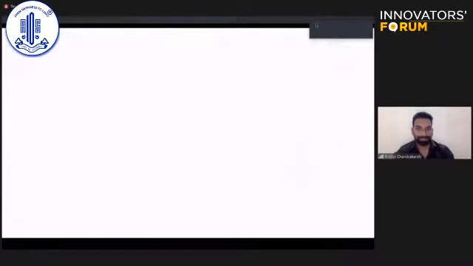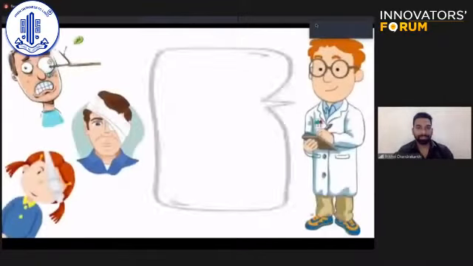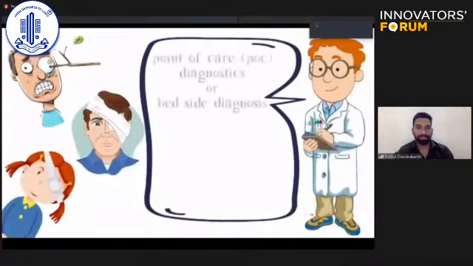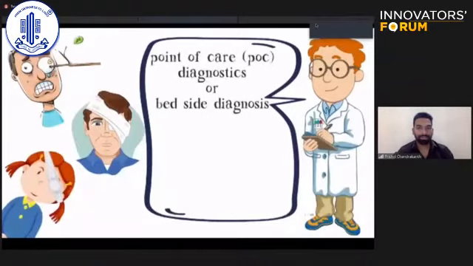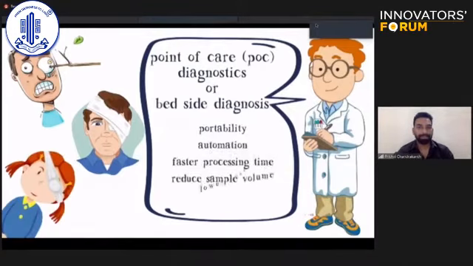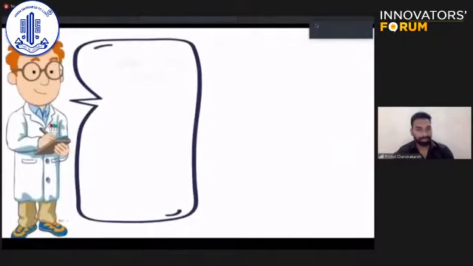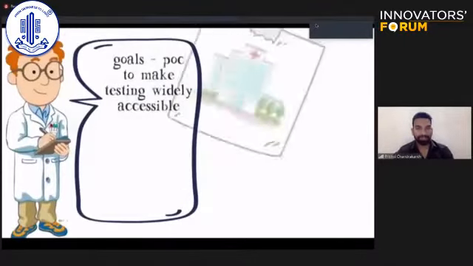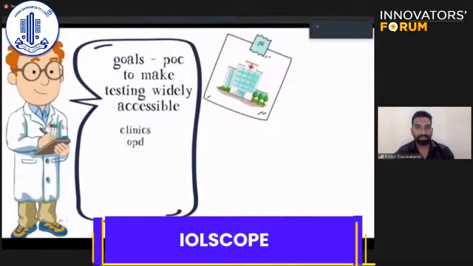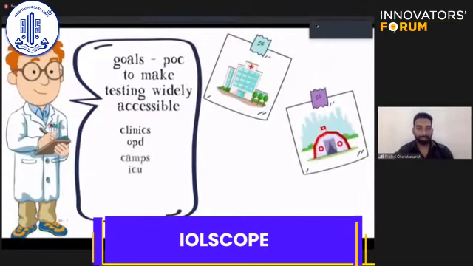Use of these microscopes in ophthalmology is largely restricted to laboratories, which is costly, time-consuming and labor-intensive. There is growing interest to develop tools for health monitoring which can be used in clinical settings and field camp setups. Point-of-care diagnostics are being developed to offer advantage over the conventional laboratory-based evaluation method, providing portability, automation, faster processing time, reduced sample volume and lower cost. The goal of point-of-care diagnostic is to make testing widely accessible, such as in clinics, outpatient departments, camps, ICUs and PHCs, etc.